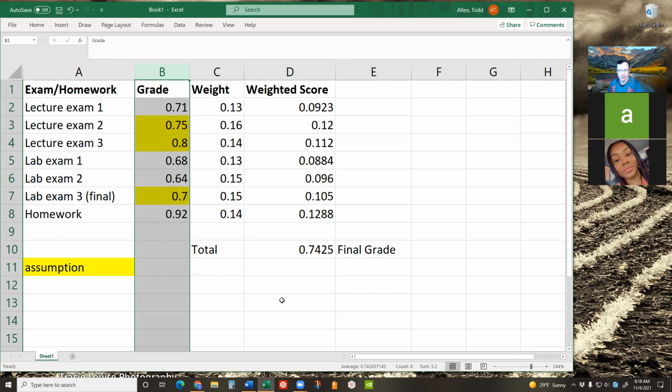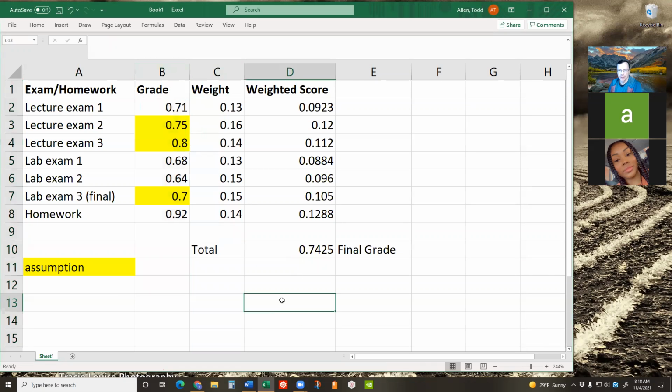Yes, I understand that part. I mean, because I want to do it in Excel, I'm trying to figure out how you did the 0.71 and the 0.13 to get the 0.09. Okay, so you would manually type in these numbers.